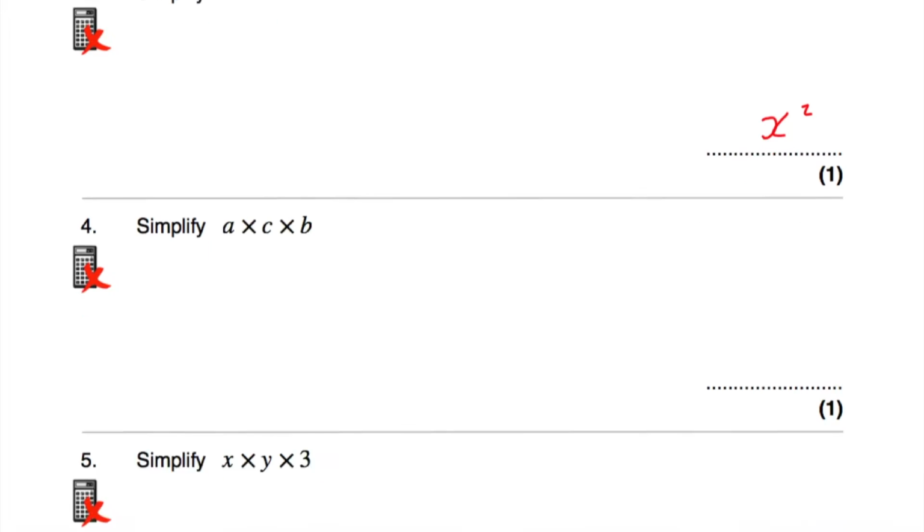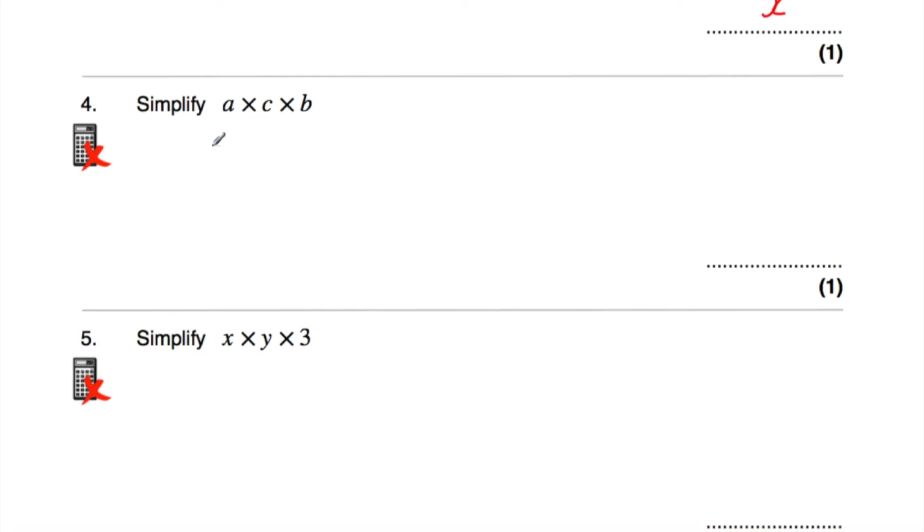Okay, let's have a look at our next question, question number 4. Question number 4 says simplify a multiplied by c multiplied by b. Whenever we multiply letters together like this, we're just going to put them together. So that'll be A, C, B. But generally we would put them in alphabetical order. So instead of A, C, B, we're going to write A, B, C. And that just means A multiplied by B multiplied by C. So A times C times B would be A, B, C. Just put them in alphabetical order.